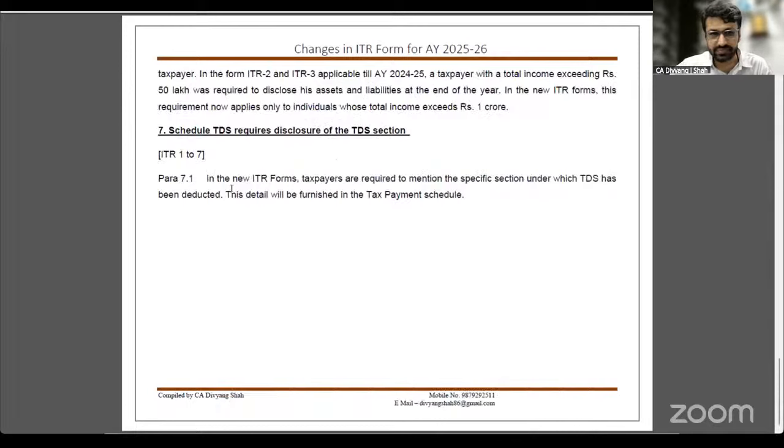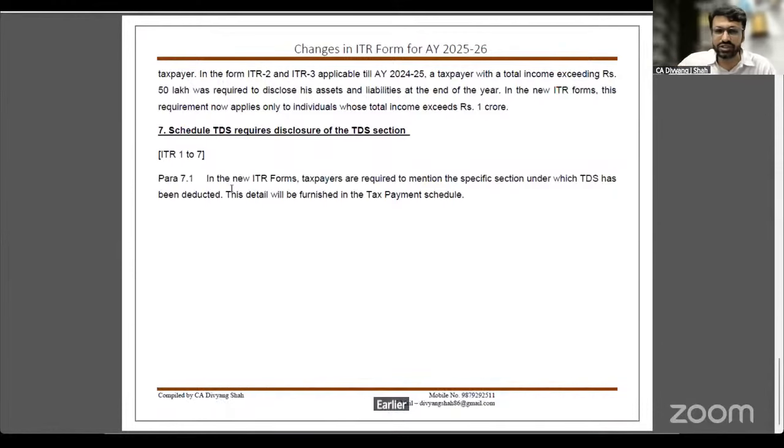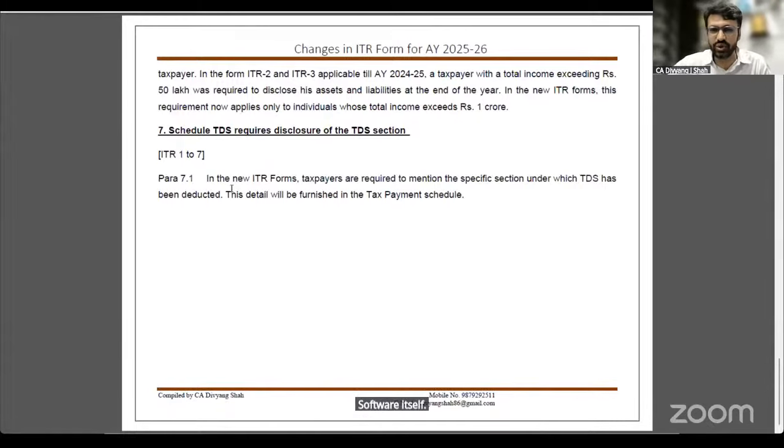Moving to next. Schedule TDS requires disclosure of the TDS section. Earlier we were claiming a TDS credit by software itself, but now in the TDS schedule we also need to show under which section TDS is deducted. Earlier that column was not there, but it will not make much difference because we are importing the TDS from the software itself. Those are the only amendments. Moving to next.